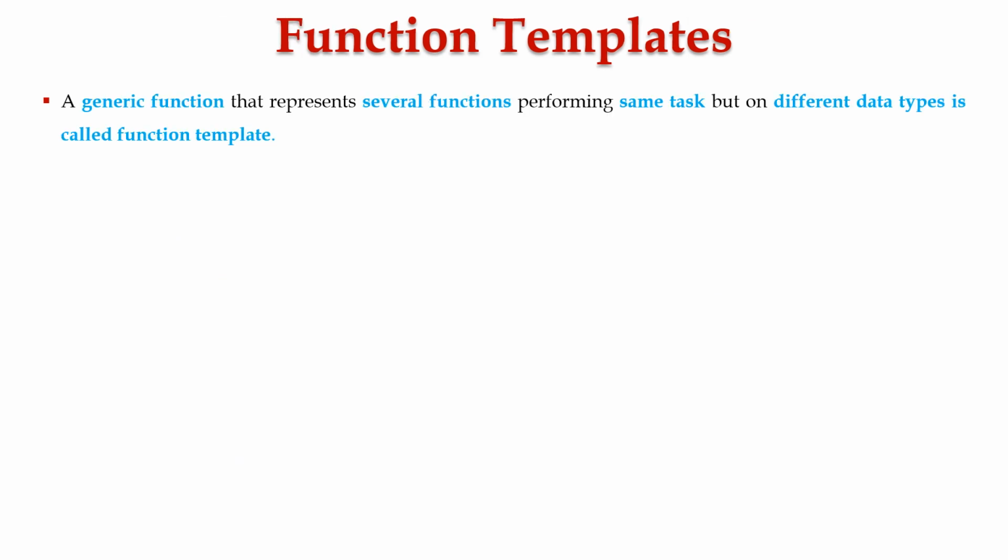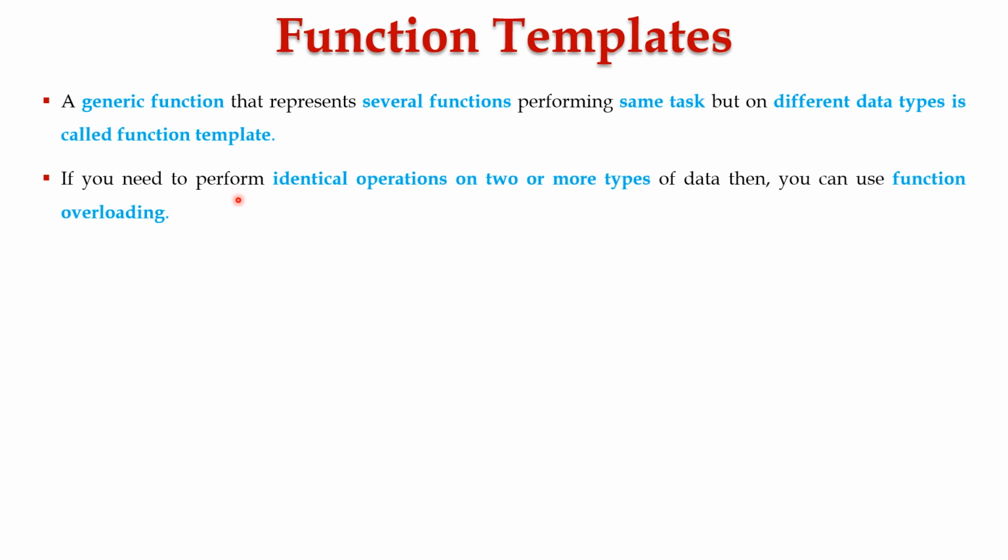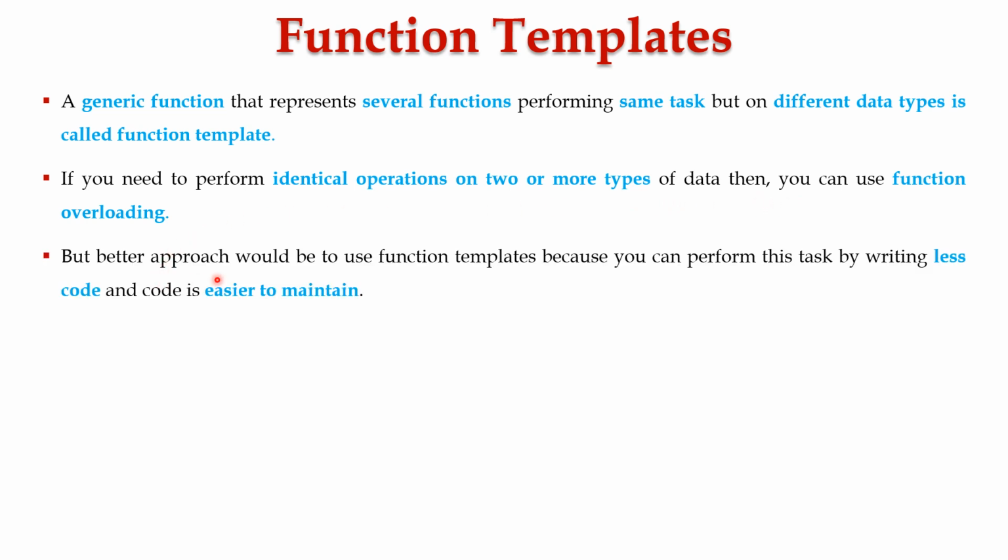A generic function that represents several functions performing the same task but on different data types is called a function template. If you need to perform identical operations on two or more types of data, then you can use function overloading. But a better approach would be to use function templates because you can perform this task by writing less code and the code is easier to maintain.